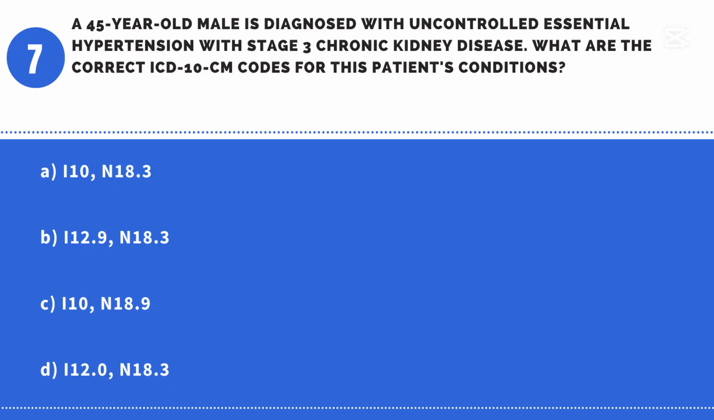Question 7. A 45-year-old male is diagnosed with uncontrolled essential hypertension with stage 3 chronic kidney disease. What are the correct ICD-10-CM codes for this patient's conditions? A. I10, N18.3. B. I12.9, N18.3. C. I10, N18.9. D. I12.0, N18.3.